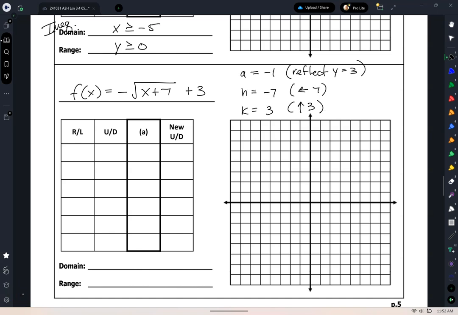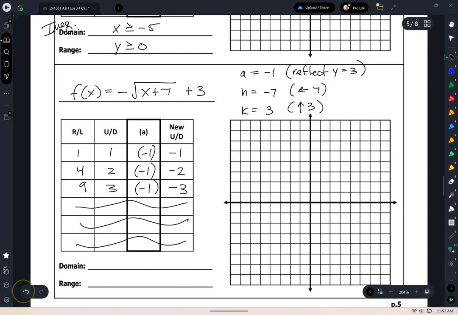Your AHKs should have looked like this. Did you get those descriptions right, Ethan, Nick? Did you get those descriptions correct? Yes. Okay, good. Okay, let's do our table. So the table should have looked like this.